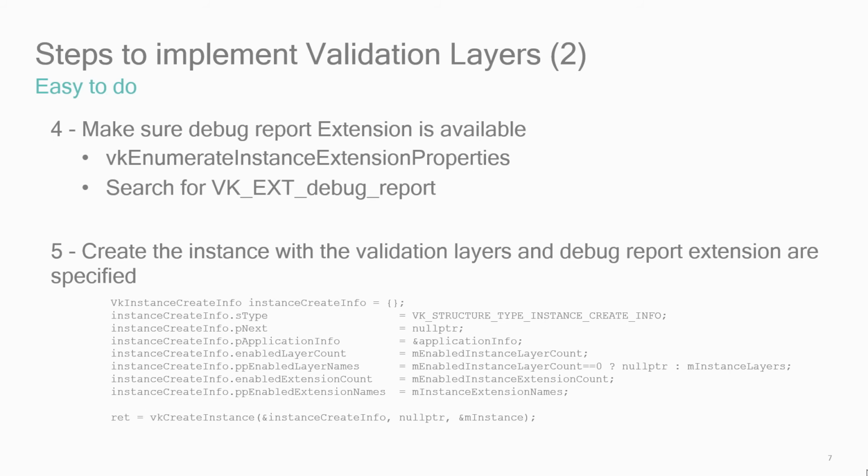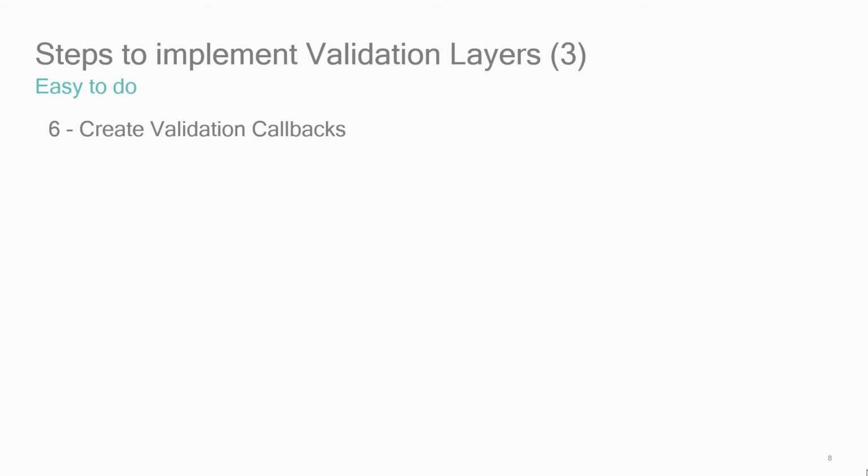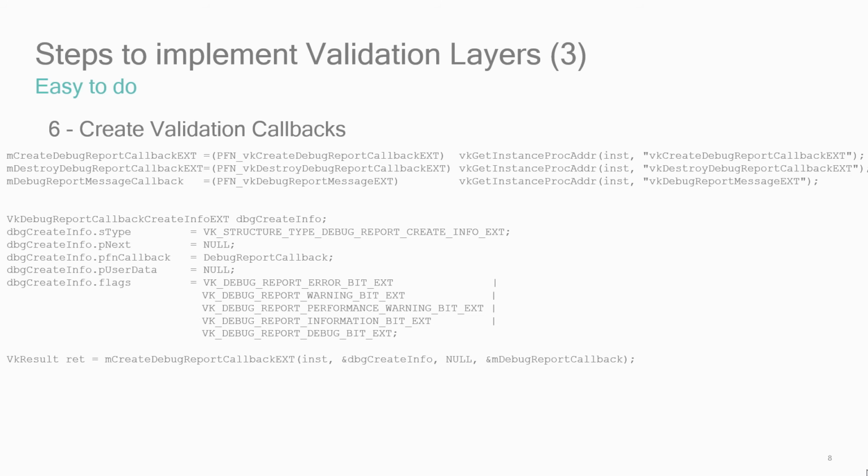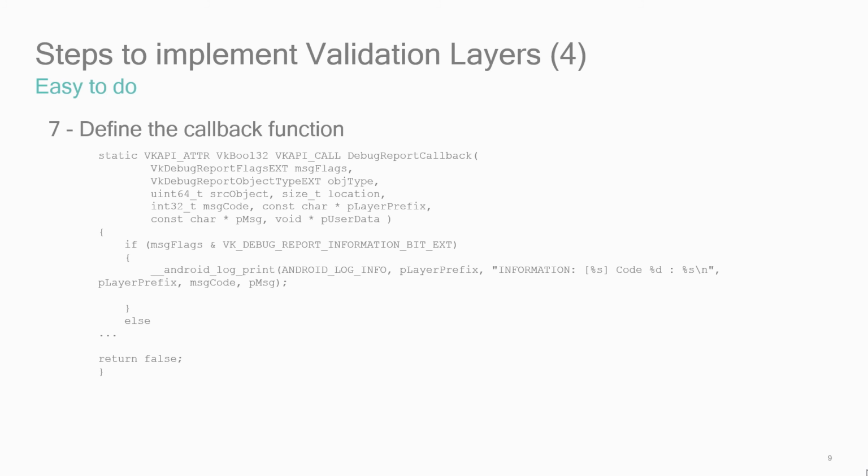When you create the instance, check the logcat to make sure that the layers have been detected and loaded. Then create the validation callback. You'll need to get pointers for the create, destroy, and message functions using the vkGetInstanceProcAddr, now that the debug report extension is available. The callback function we've defined is debug report callback.